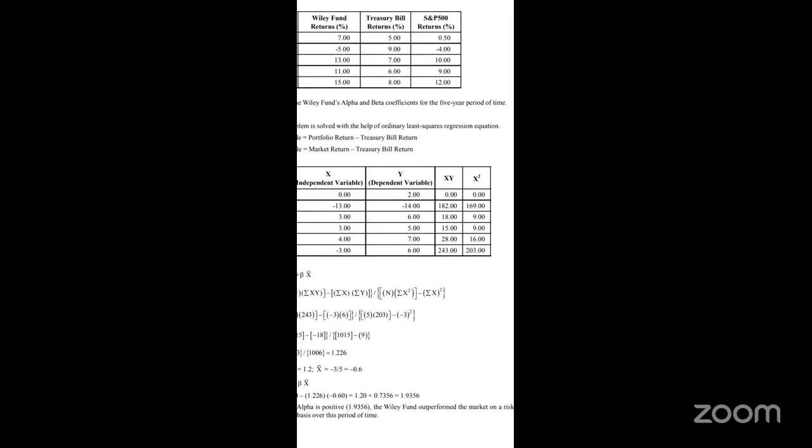So the problem is given for 5 years. These are the returns that are given, that is 0.5, x and y, with the help of x variables and y variables we can consider this. We consider x as the independent variable and y as the dependent variable. So x is 0, minus 13, 3, 3, 4 and y is 2, minus 14, 6, 5 and 7. If you multiply x into y, we get these values: 0 into 2 is 0, minus 13 into minus 14 is 182, 3 into 6 is 18, 3 into 5 is 15, 4 into 6. For x square, we are going to square these values.